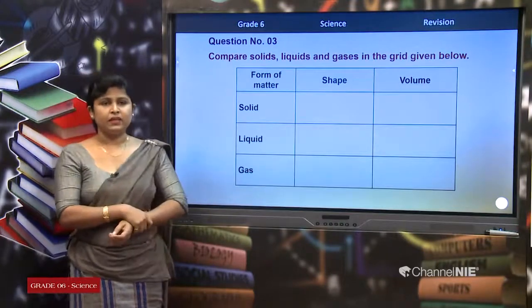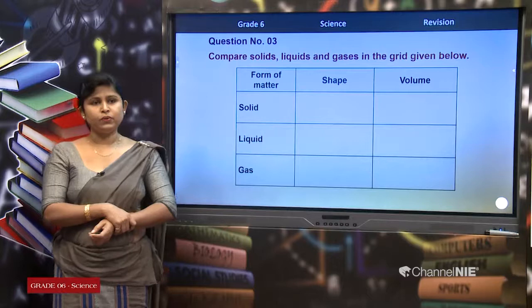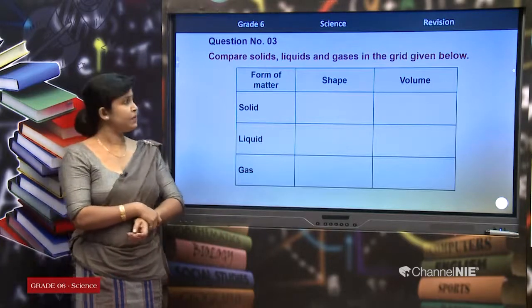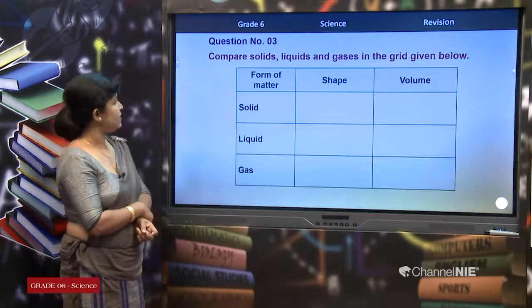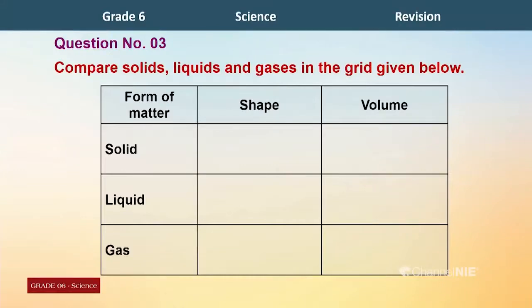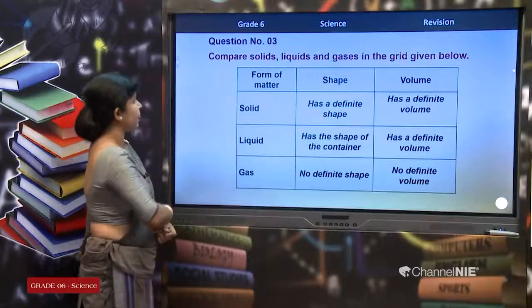Question number 3. This is based on Unit 2, Things Around Us. Compare solids, liquids and gases in the grid given below. Form of matter, I have given you 3 forms of matter: solid, liquid and gas. Then you have to think about the shape and volume of these forms of matter. We will see the answers.